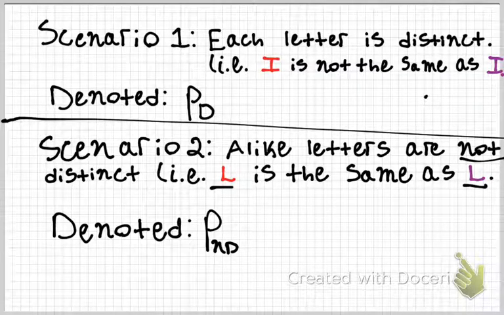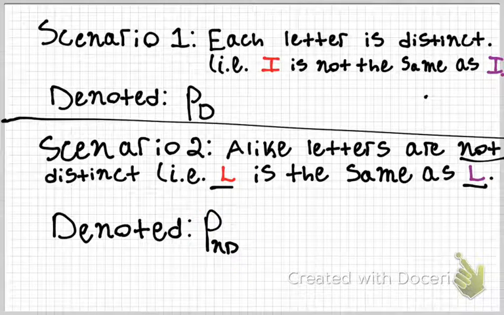So that's scenario 1. Scenario 2. In scenario 2, alike letters are not distinct. That means that this red L is the same as this purple L. And we denote scenario 2 as such.